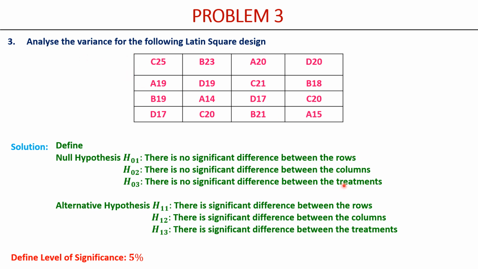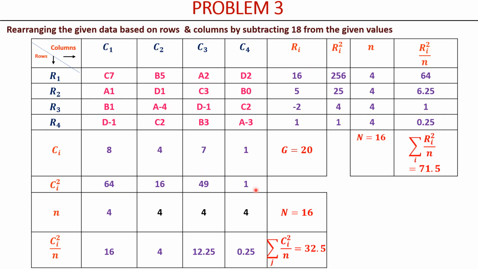So we will assume it to be rows, columns, treatments, and proceed exactly in the same manner after defining the null hypothesis, alternate hypothesis, and level of significance. I am constructing the two-way table here once again by writing the rows and columns. I have subtracted 18 from each cell value so that I simplify the size of the numbers. It was quite large. Now I added it to get the grand total to be 20. Since my small n is 4, my total capital N is 16. I calculate the mean row values and the mean column values and take it further.